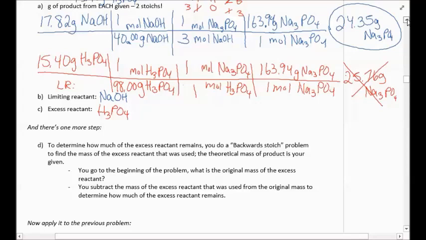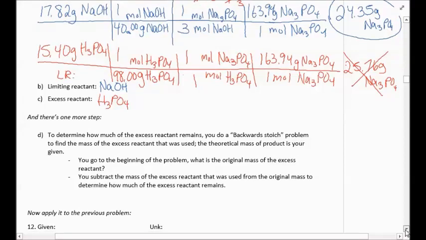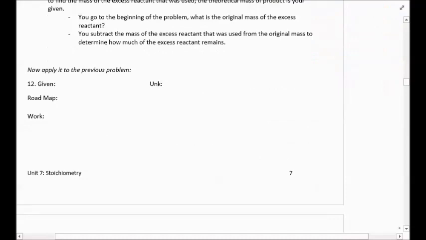What we're going to start with is the 24.35 grams of sodium phosphate, because we've determined that that's the amount produced. So 24.35 grams of sodium phosphate is produced. We want to find out the opposite reactant, or the excess reactant, which is H3PO4. We want the mass. So we want the grams of H3PO4.